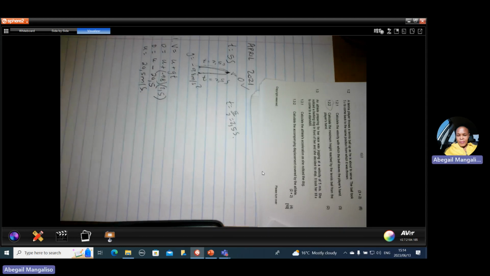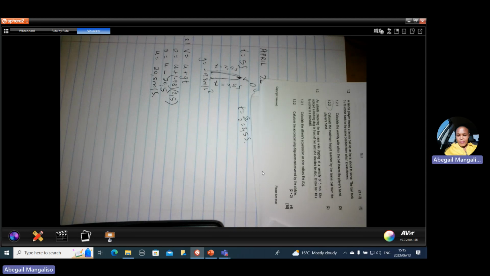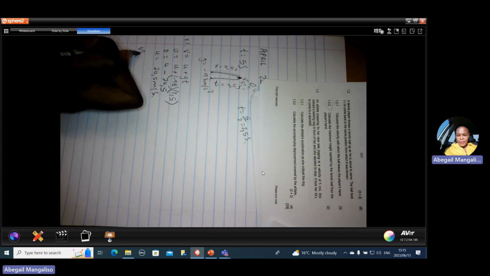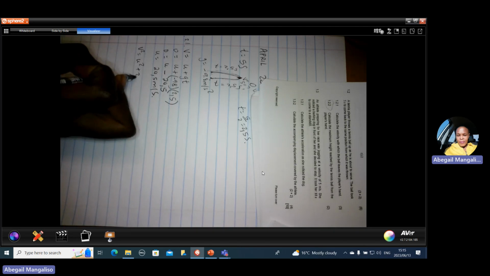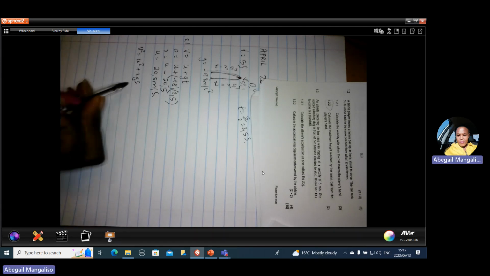Question 1.2.2 is looking for the maximum height reached by the tennis ball from the player's hand. It's looking for the distance from the player's hand to this point, so that will be s. An equation that contains the givens as well as the unknown is v squared equal to u squared plus 2gs. If you make s the subject, the distance will be v squared minus u squared divided by 2g.